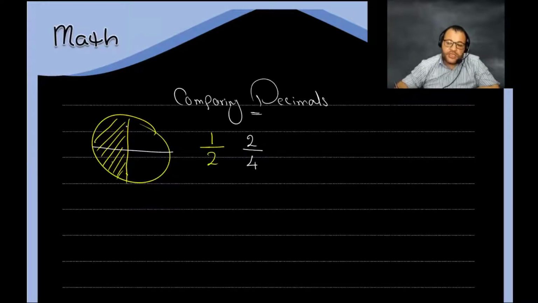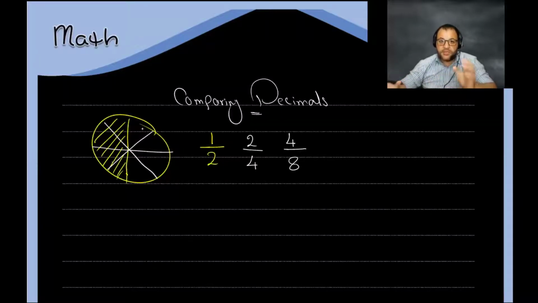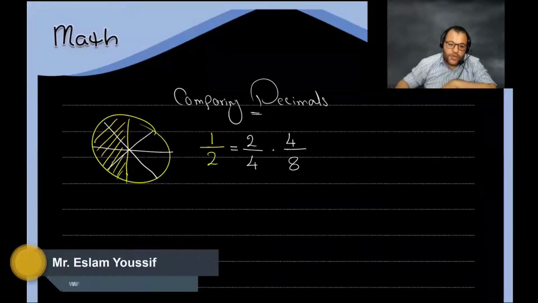Instead of 4 pieces, I will make it 8. How many shaded parts now? 4 parts are shaded out of 8. If you look at the pieces, you will find that the same amount of pizza doesn't change. But the number of slices is changing, while the shaded part is still the same. So 1 out of 2 is the same as 2 out of 4, the same as 4 out of 8. What is the relation that we have?